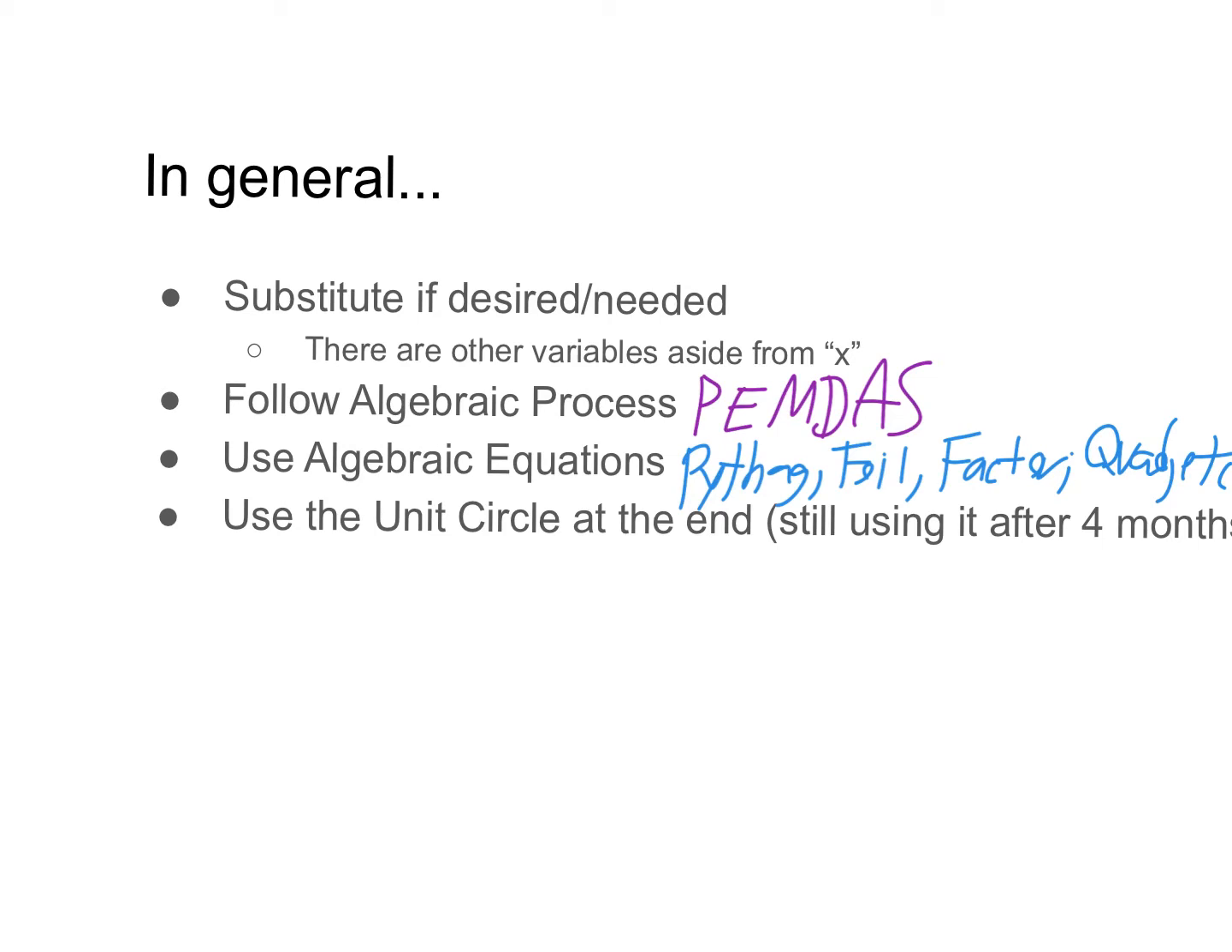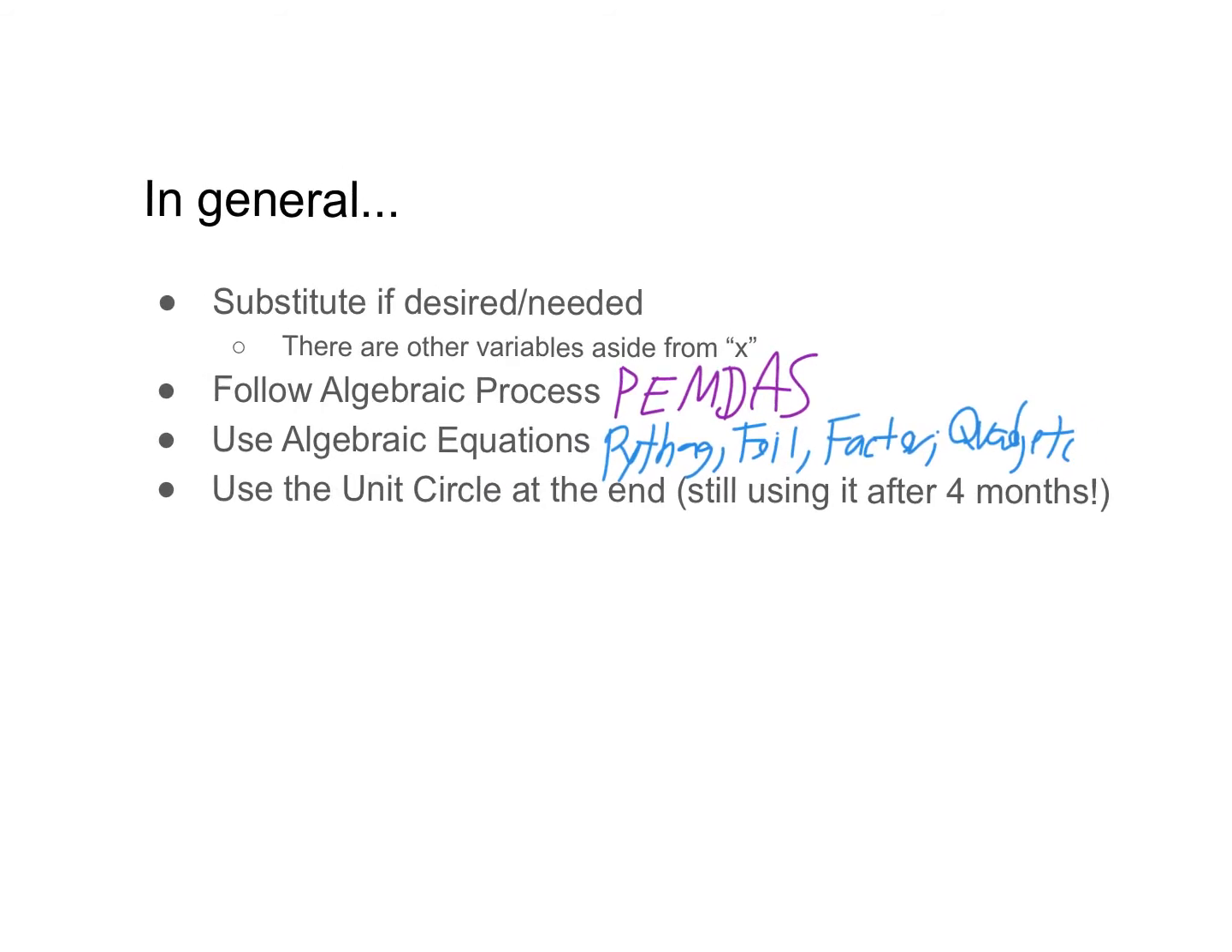At the end, once we get our variable isolated on one side and some value on the other, we're essentially going to look at our unit circle, the same unit circle we've been using for the last 4 months. Find the corresponding coordinates or measurements on the unit circle, and that's going to be the angle that's going to be your solution.